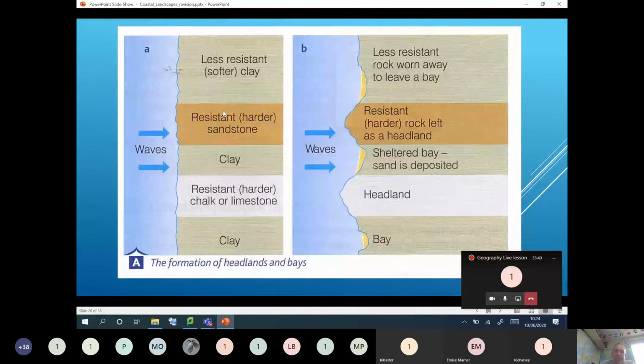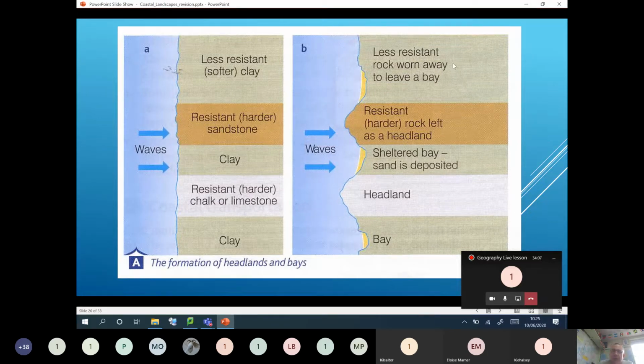But obviously what you can see is they've got these bands of rock that are at right angles to the coast. So in this case, we've got clay at the top, then harder sandstone, then the softer clay, then the harder chalk and limestone, then the softer clay. So the waves are coming in. So all about the energy provided by the waves coming in. You know, the erosion processes are taking place here.